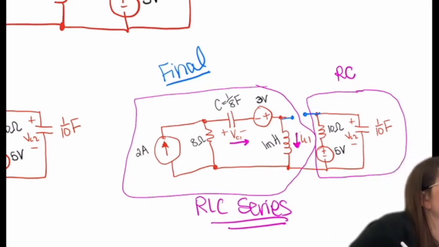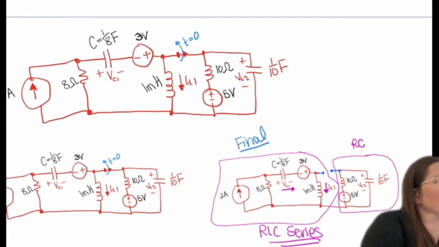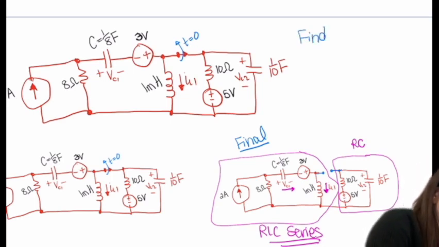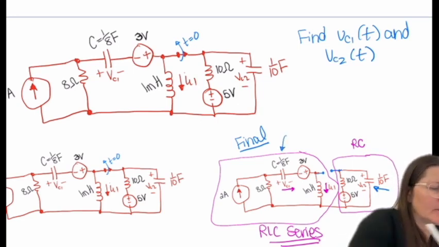Yes, Bobby? We got a question. As for the final VC, would we solve each side separately and then add them together? So let's do that. Let's find VC2 and VC1. Depending on what you're asked will depend on what you have to solve for. But let's do both here. So find VC1 of T and VC2 of T. All right, so VC2 is the capacitor here on the right, and VC1 is this capacitor here.